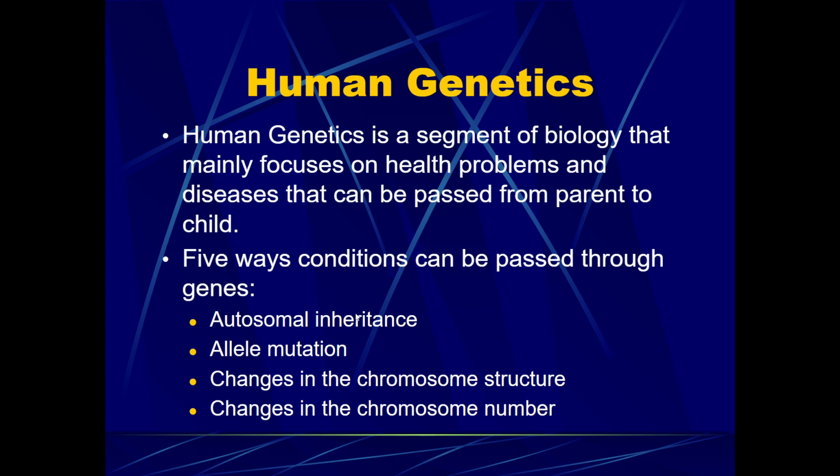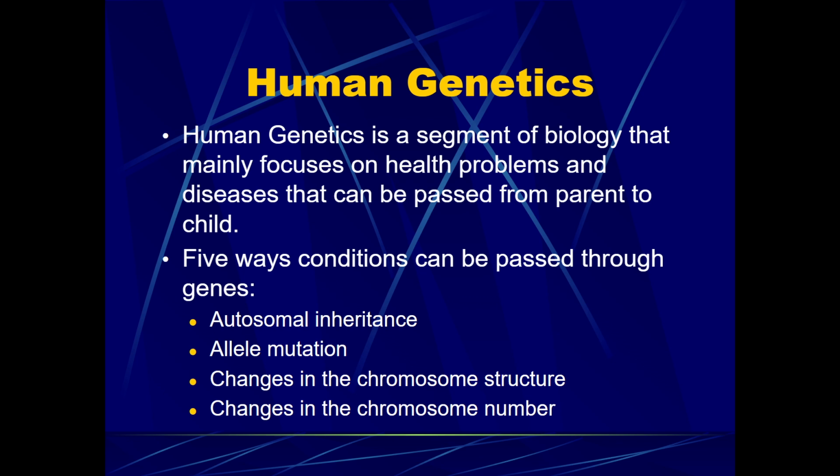All right, so human genetics is a segment of biology that mainly focuses on health problems and diseases that can be passed from parent to child. This really is what a lot of genetics has turned to. We've looked at gene mapping, gene linkage, we've sequenced the genomes of many organisms, and now we're starting to look at human conditions. We're looking at disorders, and at how that inheritance can be prevented, or at least how parents can make very knowledgeable decisions about whether or not to have a child based on their genetics.